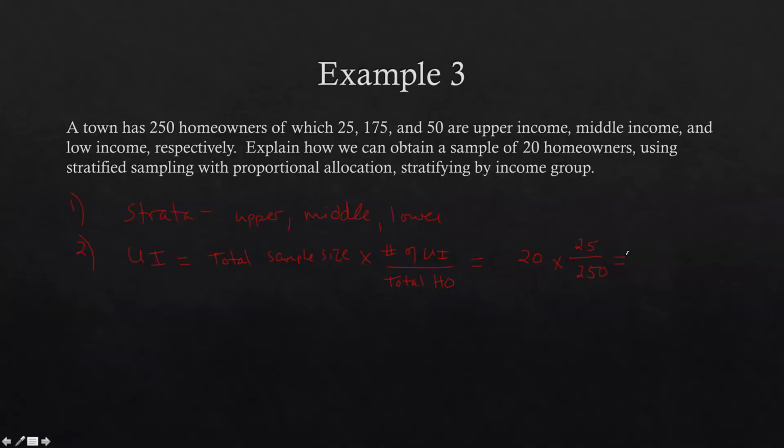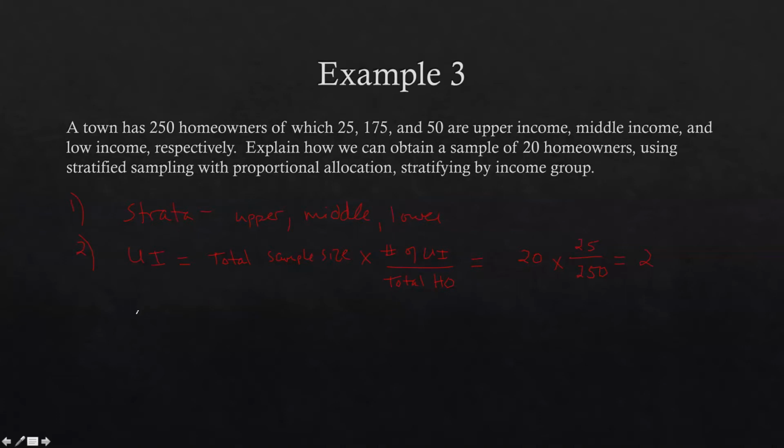Okay? So 20 times 25 divided by 250 gives you 2. What that tells me is that I want to take 2 samples from the upper income because it has the smallest amount of people in that strata, so it is going to have the smallest sampling from it. So we want 2 from it.